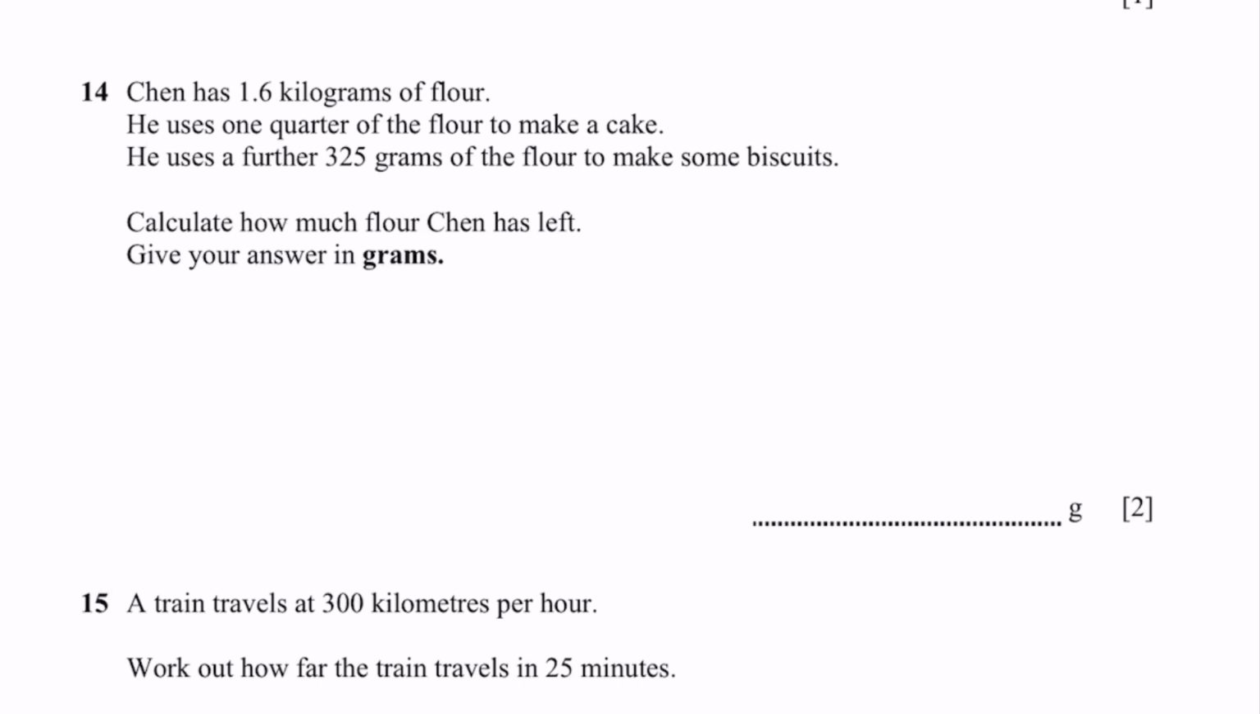Question 14. Chen has 1.6 kilograms of flour. He uses 1/4 of the flour to make cake. Uses a further 325 grams to make some biscuits. Calculate how much flour Chen has left. Give your answer in grams.